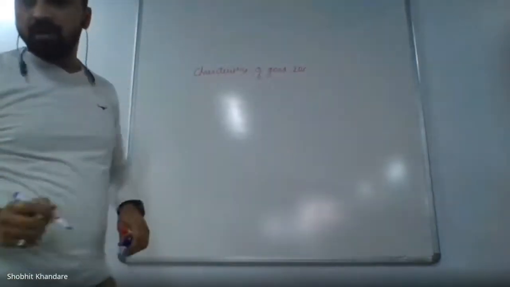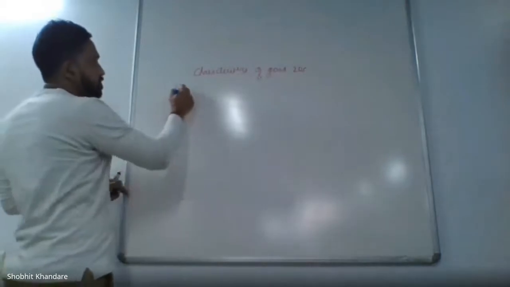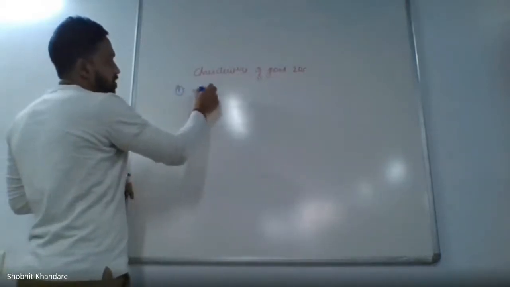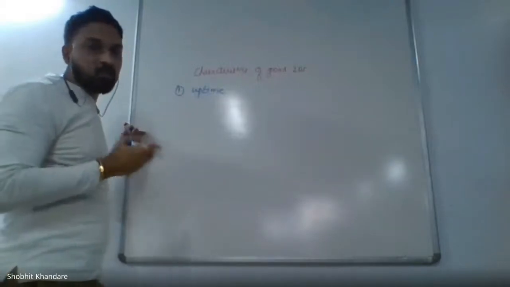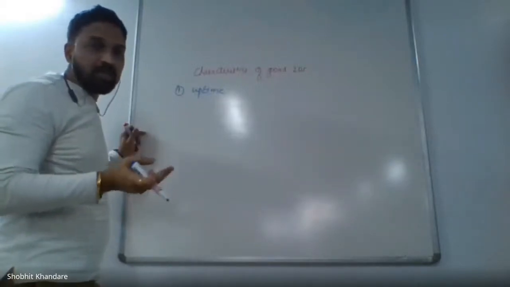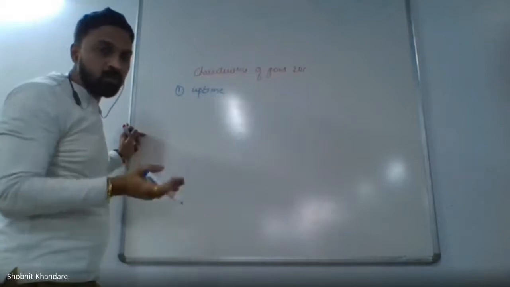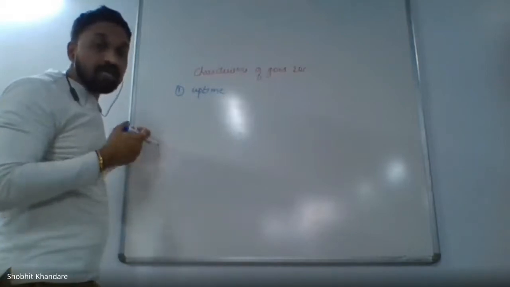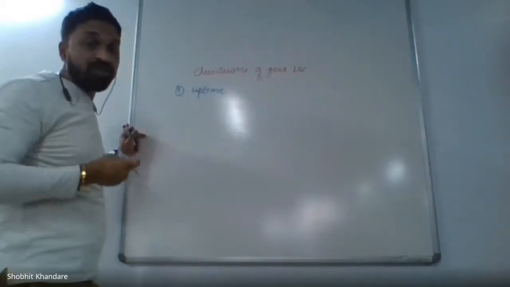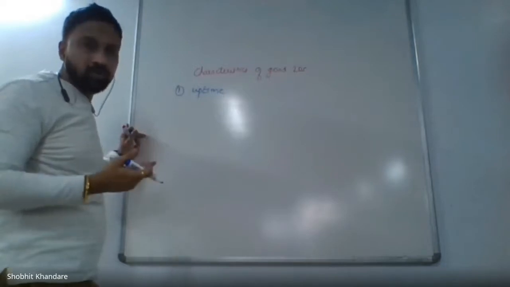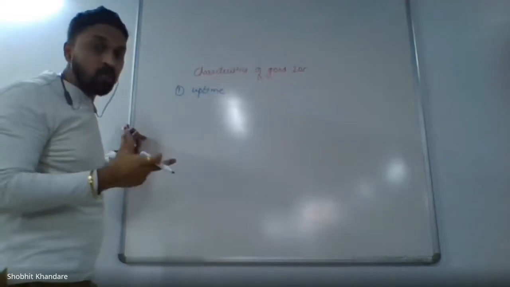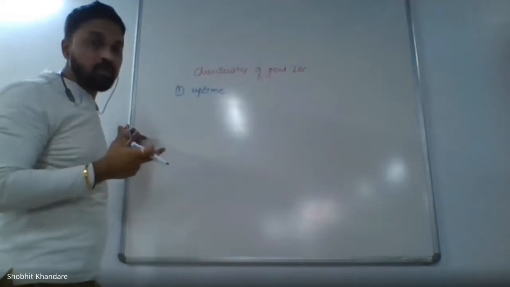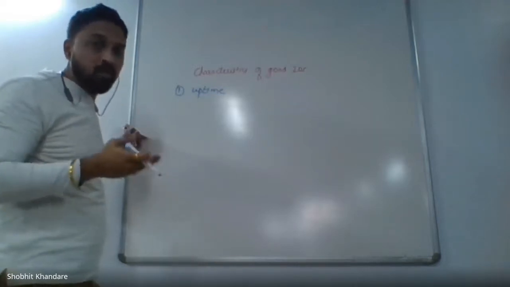The first one is uptime. Uptime means if I'm using my IDS system and there is some intrusion, that intrusion should be notified as soon as possible. So that is called uptime. There should not be a huge delay. So your uptime should always be as great as possible.